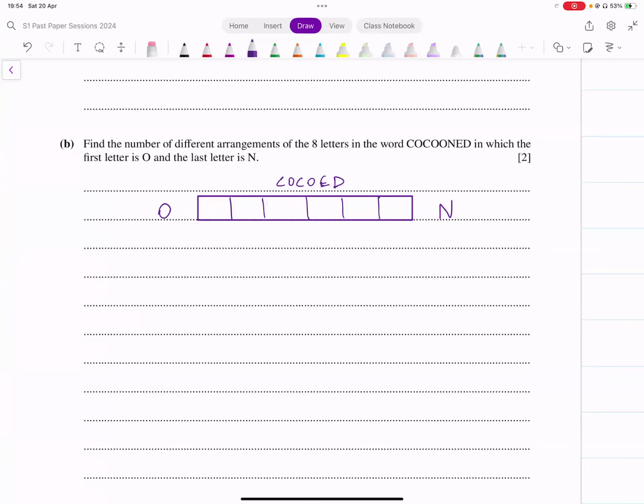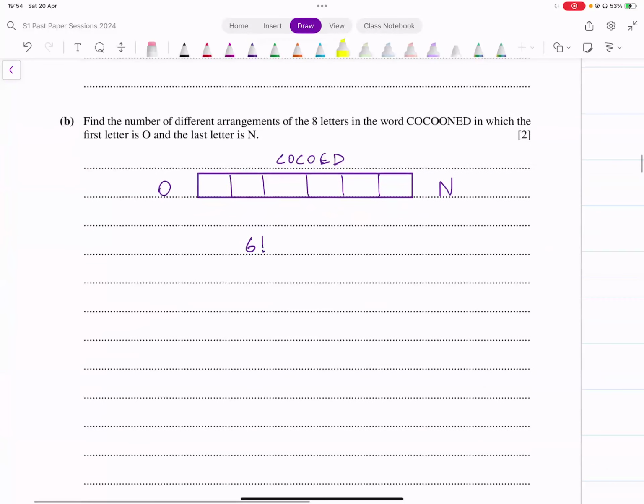In how many ways can we arrange them? 6 factorial. But then how many of them are repeated? We've got 2 C's. We divide by 2 factorial because of that. We have 2 O's. We divide by 2 factorial because of that as well. And that's going to give us the result. Let's figure this out. 6 factorial divided by 4, and that's 180. That's the second part of this.